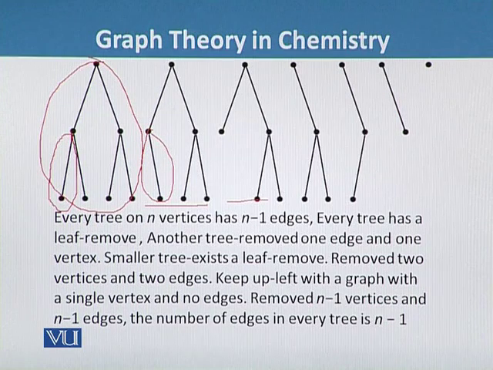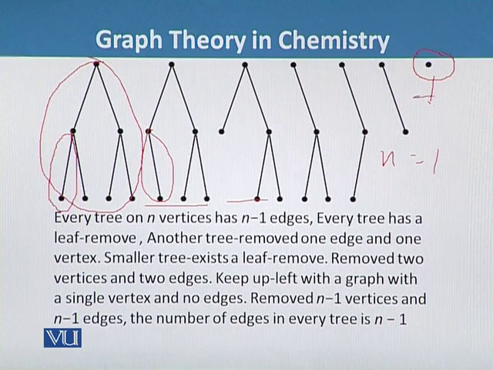Similarly, we have removed one vertex and one edge until we were left with only one vertex. So this is the removal of 2 vertices and 2 edges and so on, until we come up with only one vertex. And this also shows that the number of edges in every tree is n-1. After n-1, because only a vertex is left, we cannot subtract 1 from that vertex.